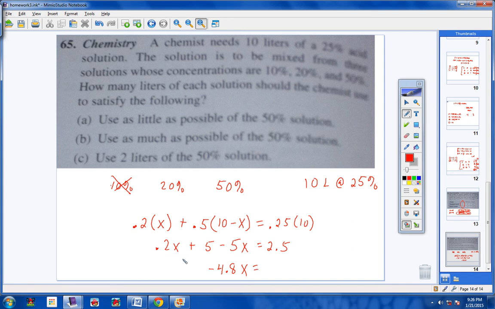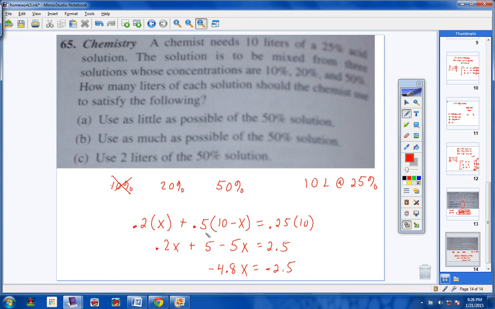5 minus 0.2, and then bring your 5 over and make it a negative 5. That leaves you at negative 2.5. So I'm going to take negative 2.5 divided by negative 4.8, and I'm going to get, let's see here, I don't think that's correct. Hold on one second.